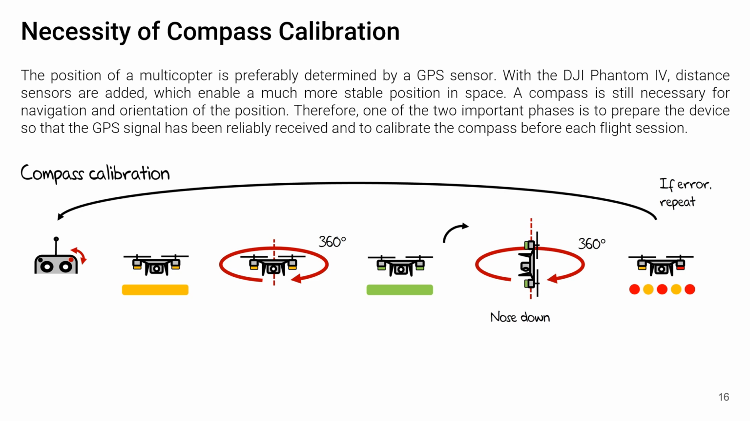For compass calibration on a DJI Phantom II, the copter is brought into the calibration state by moving the switch on the top right of the remote control up and down several times. The multicopter signals this by a constantly lighted yellow LED. Now 2 rotations of 360 degrees take place, once around the Z-axis and then around the X-axis, with the copter turned 90 degrees on its side. After each rotation, the copter signals the calibration status.